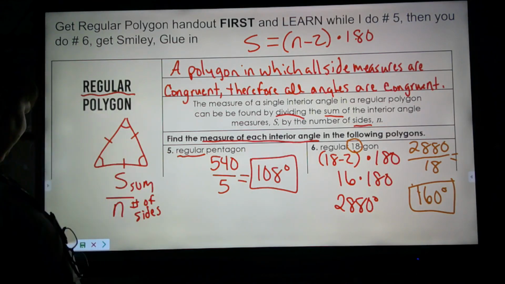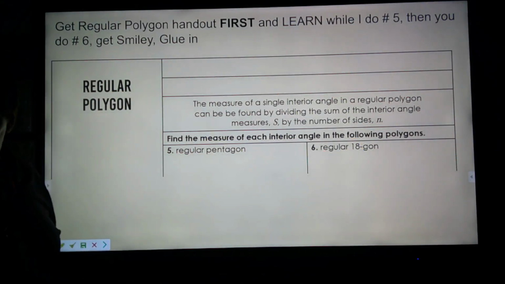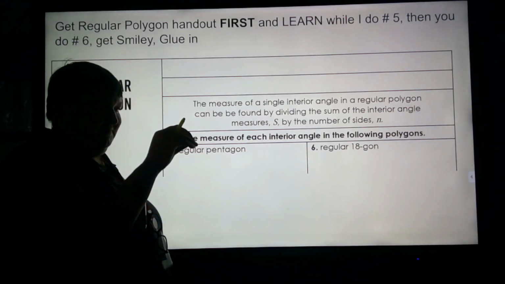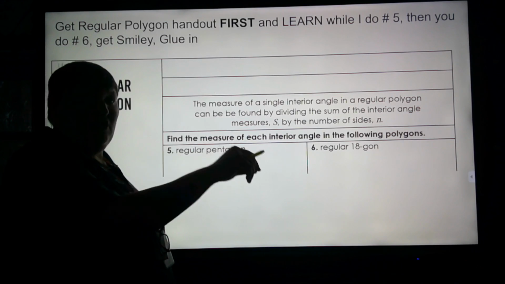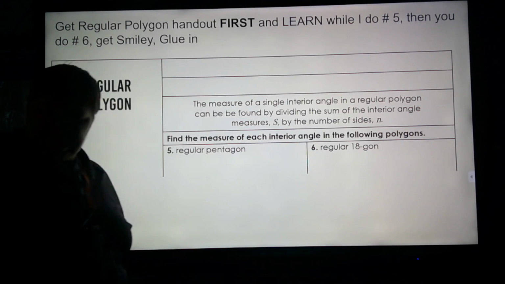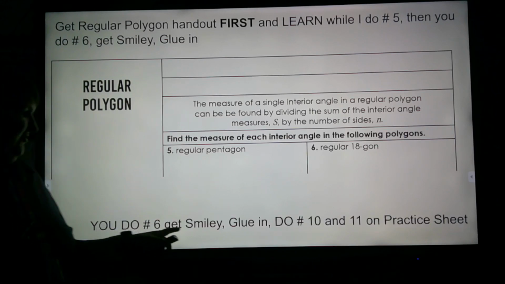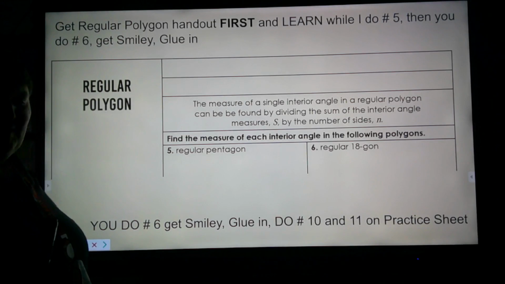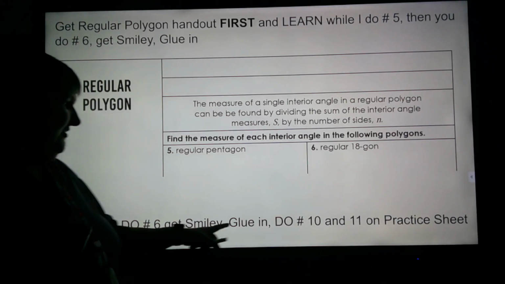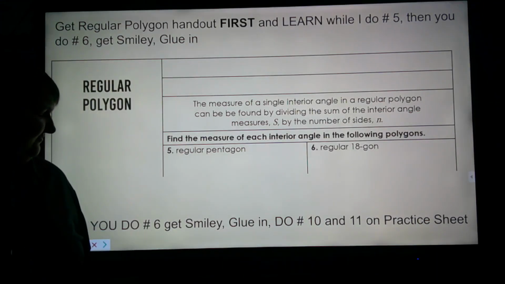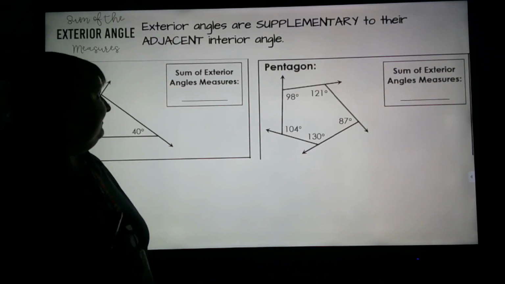All right, let's see. Everything I've given you so far should be either written down or written on and glued in. Yeah, you do number 6, we did it together. You could have paused. That was my bad. We're going to do 10 and 11 on the practice sheet. Where did you get the practice sheet? I don't know. All right.